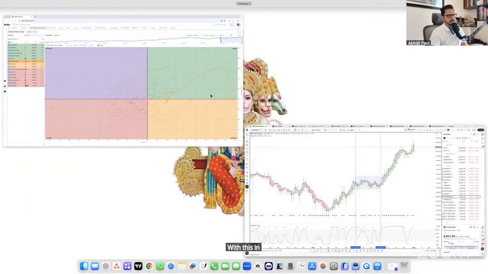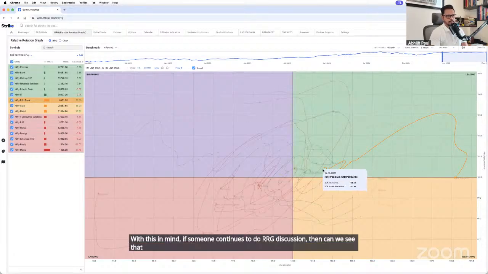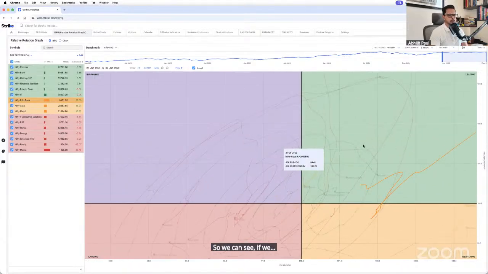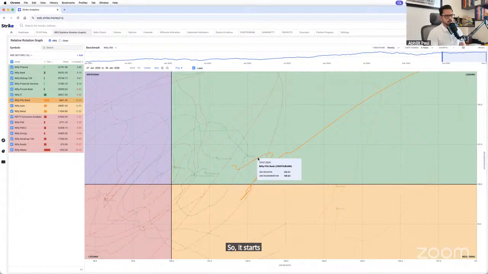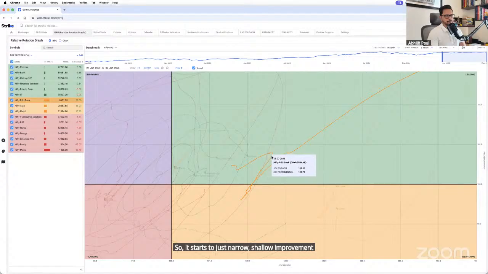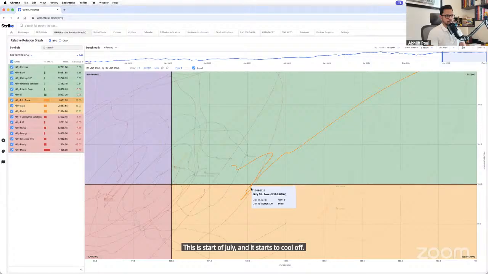With this in mind, if someone continues to do RRG discussion, then can we see what happened during this period? We have around 30 weeks, so if we zoom in, we are going back 30 weeks. So this is 27th of June, the beginning. It starts to just narrow, shallow improvement. And July, as you can see, let me draw, this is start of July and it starts to cool off. Then it is underperforming like this.